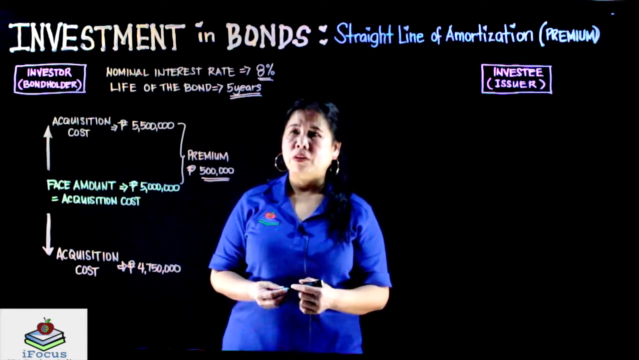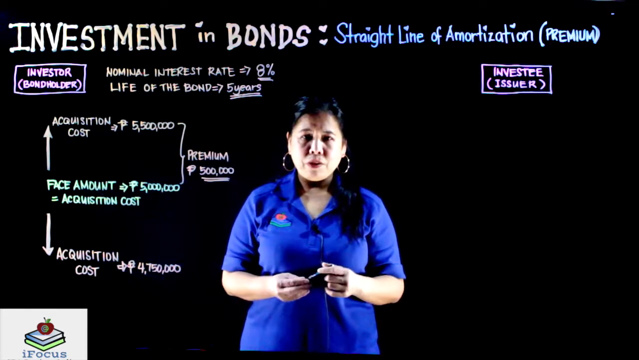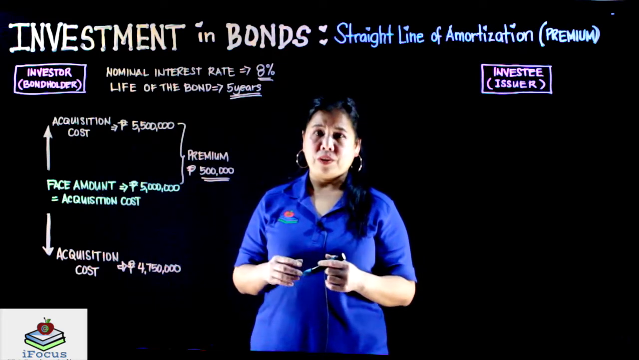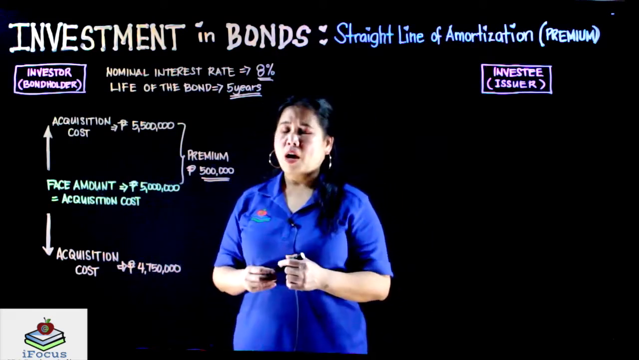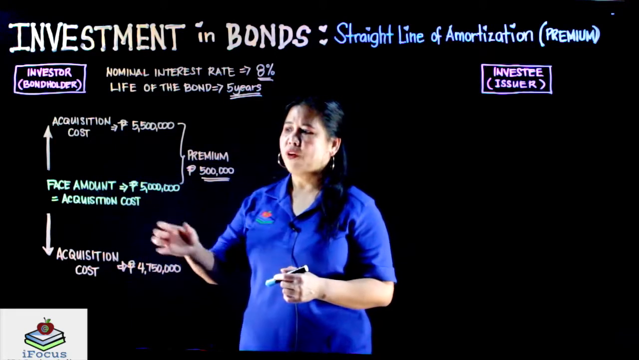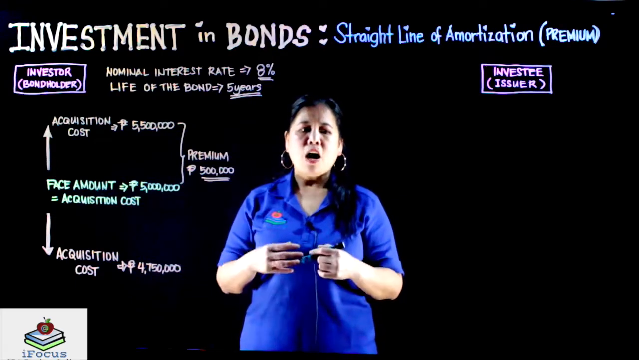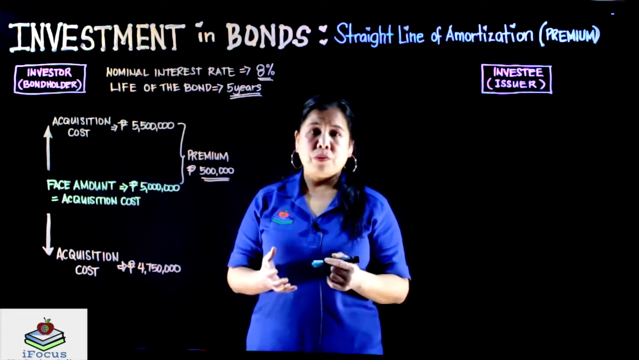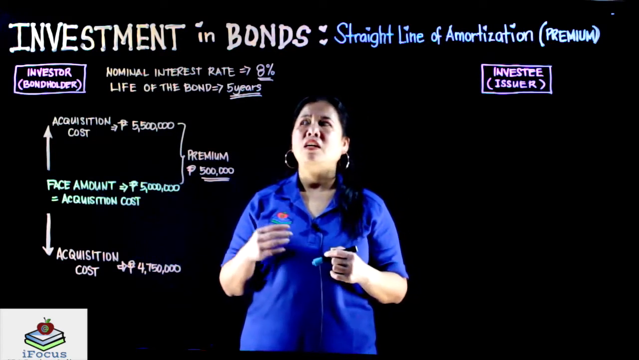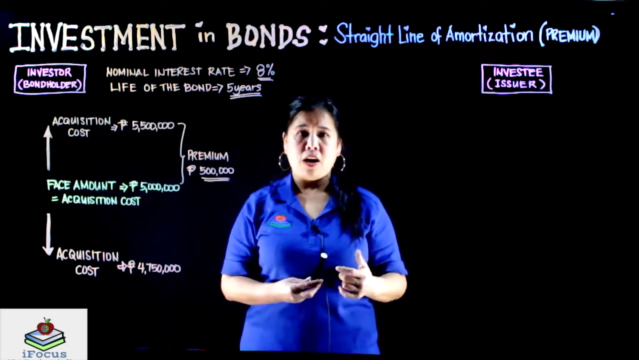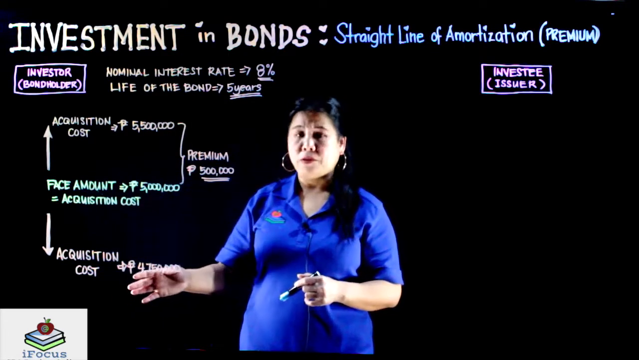meron tayong example na ang nominal interest rate natin ay 8% and the life of the bonds is 5 years. Kapag ang investor in-acquire niya ang bonds na ito at face amount, wala tayong magiging problema. Alright? Wala tayong magiging amortizations of the premium or the discount. Ang nagkakaroon tayo ng amortization kapag si investor in-acquire niya ang bonds na ito more than the face amount or less than the face amount.